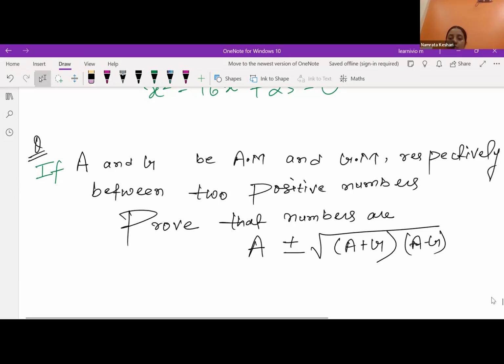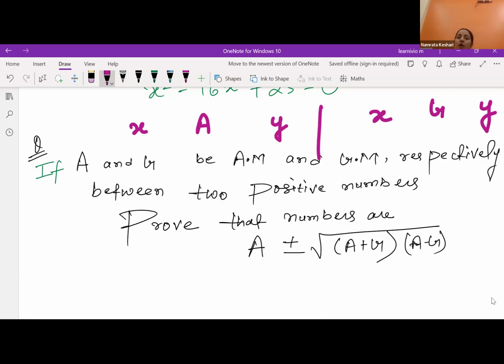Suppose the two positive numbers we are assuming are x and y. I have taken one positive number as x and another as y. When we are talking about the arithmetic mean, these three are in AP. A is the arithmetic mean, and the next time we talk about the same two positive numbers, the geometric mean is capital G.